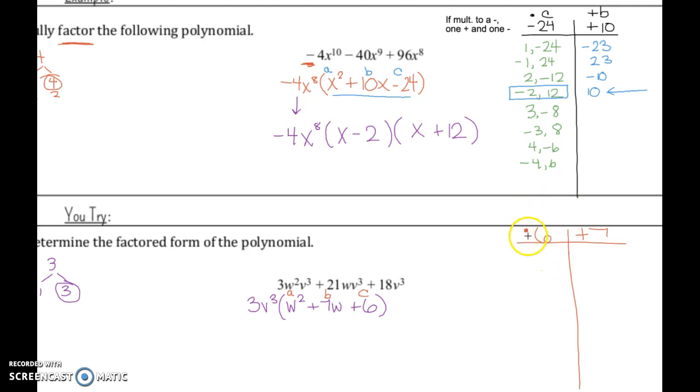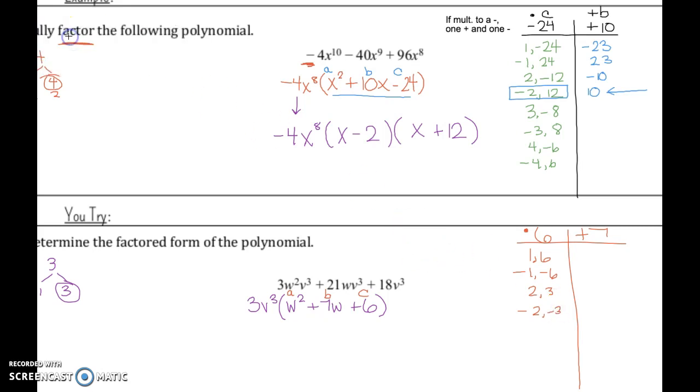And one thing to note, since this is positive, my options are my numbers have to either both be positive or both be negative. So you can have 1 and 6, but then also -1 and -6, and then 2 and 3, and also -2 and -3.